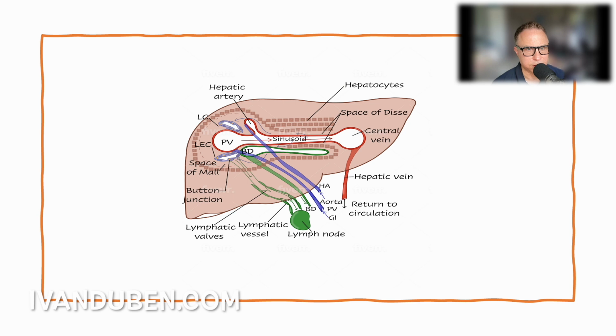This image just lets us know we've got the hepatocytes represented up here. We've got spaces of Disse, the spaces of Mall, the sinusoids, all of this interacting to work with the lymphatics. And the hepatic vein and the hepatic artery should actually be reverse color. Here they have it in red. For the hepatic vein it should be blue, and obviously the artery should be in red.